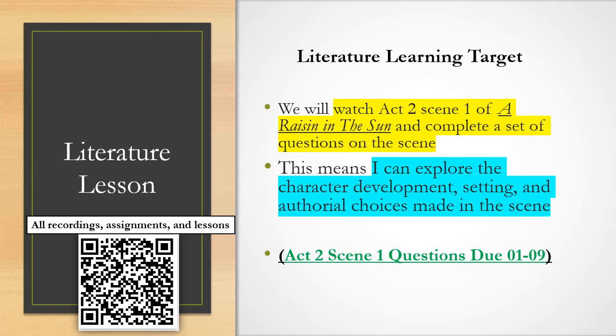All right, our literature learning target today is that we're going to watch Act 2, Scene 1 of A Raisin in the Sun and complete a set of questions. This is a very short set of questions, even though it's not a super short scene. The scene itself is 30 minutes long, so we'll go ahead and get into that now.